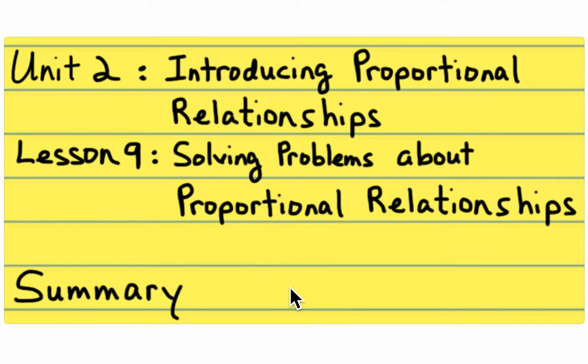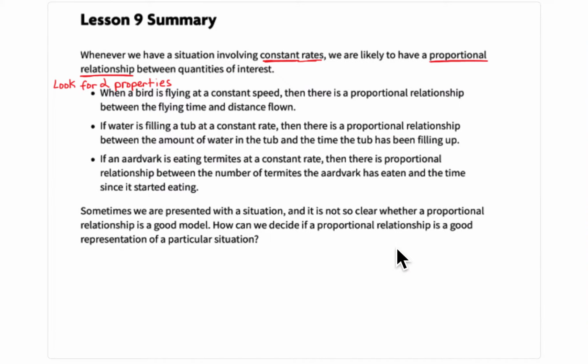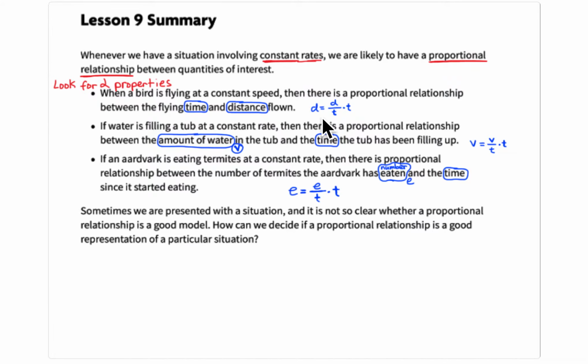This is the summary for Lesson 9, solving problems about proportional relationships. So if a relationship between two amounts or two quantities or two properties is proportional, what do you look for? What I look for is, what are those two properties? And between those two properties, is there a ratio that connects the two properties?